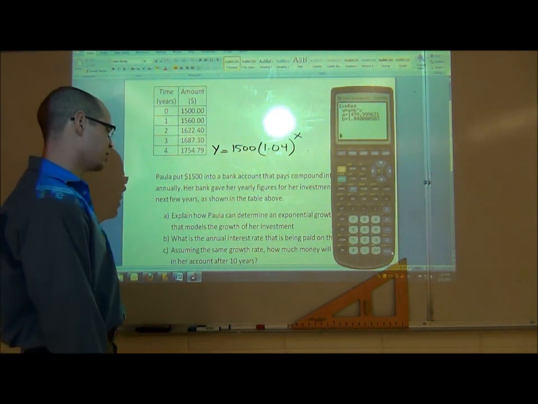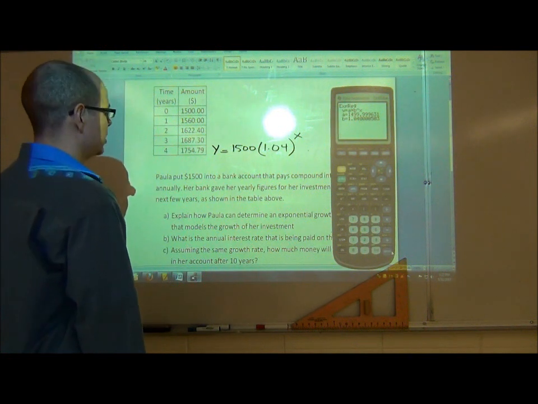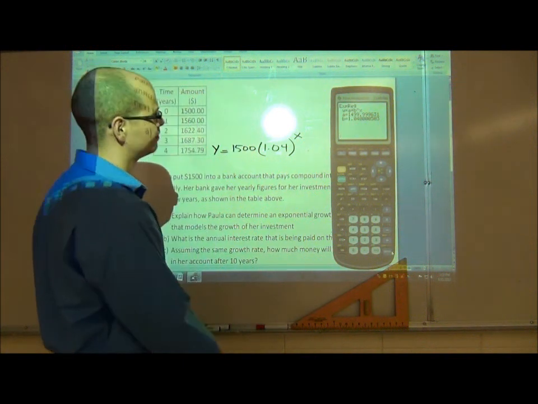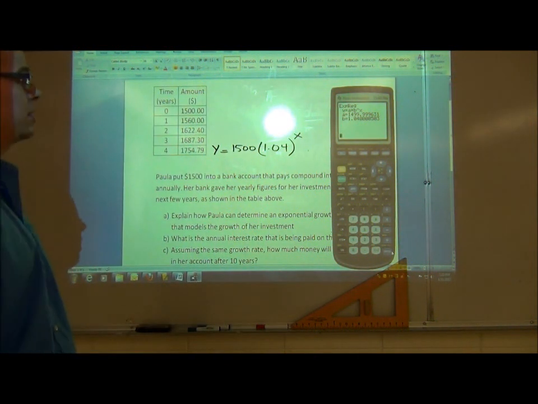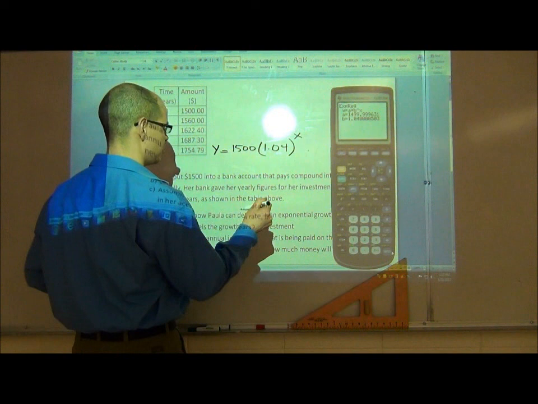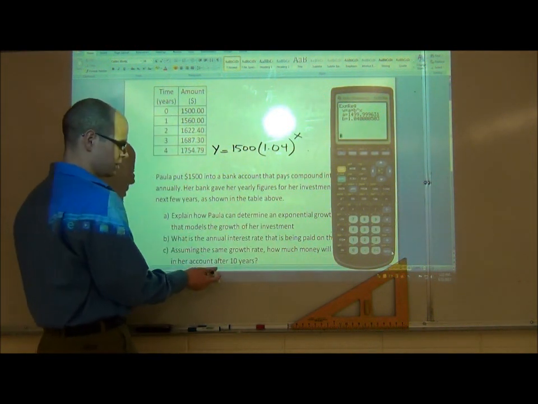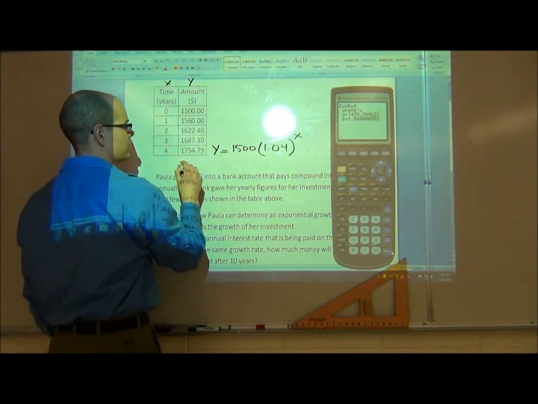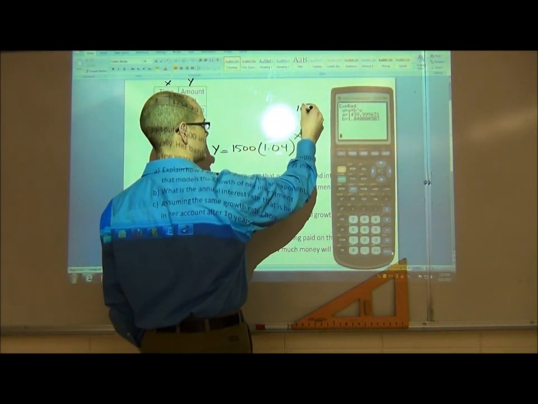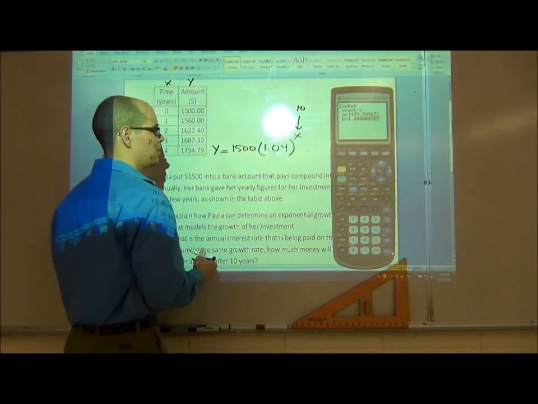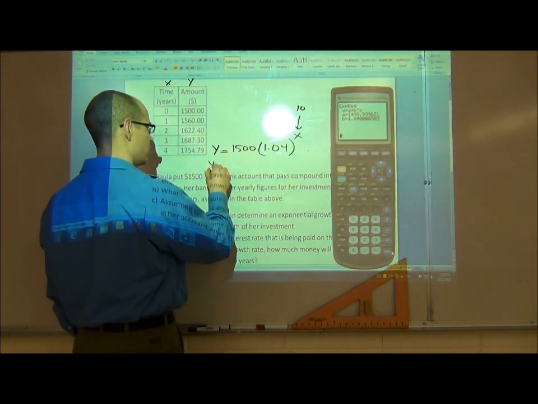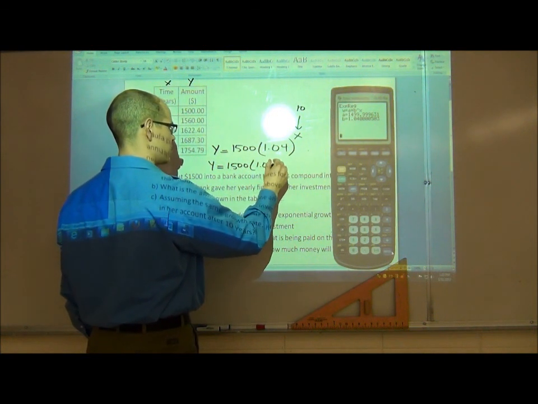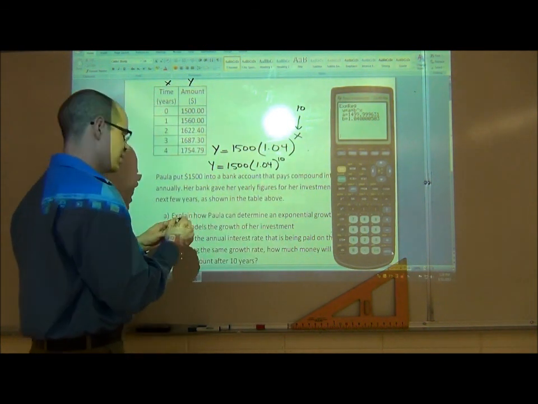For C, to figure out how much is in there after 10 years, you could graph this and do intersection, and I've done that. I did that before and got the answer for it. A faster way to do this is if you want it after 10 years, the X variable is our time, right, and the Y value is our amount. So if we take 10 and substitute that in for X, that will be 10 years. So if you go 1,500 on your calculator times 1.04 to the power 10, that will give you the amount in the account after 10 years.